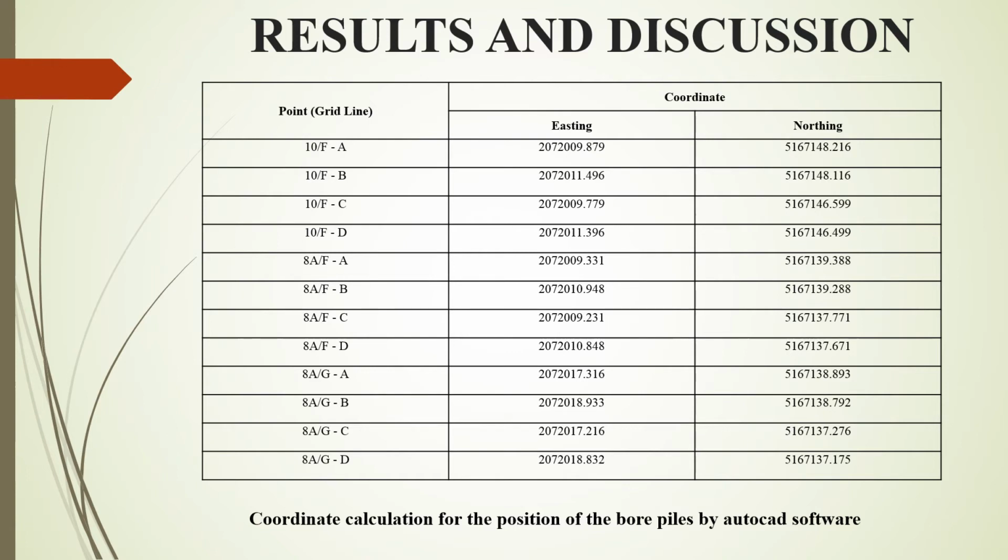Result and discussion. This table shows the result of the coordinate calculation listing the position of the bore piles by AutoCAD software. The alignment of the position of the bore piles is based on the grid line shown in the construction drawing. The coordinates of the bore pile positions are listed in the AutoCAD drawing.